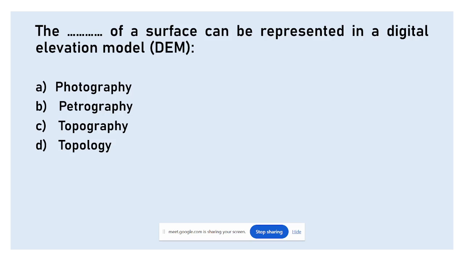The dash of a surface can be represented in a digital elevation model. Like what out of these four do you find in a digital elevation model? Yes, the answer is topography. So you get information regarding the topography in a digital elevation model.